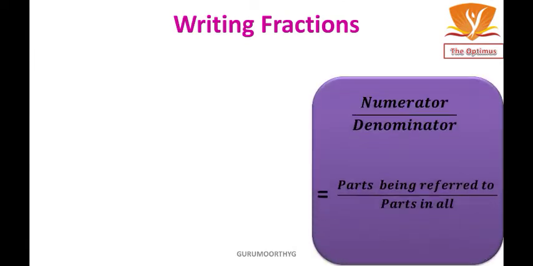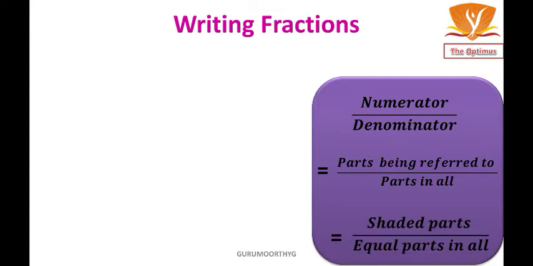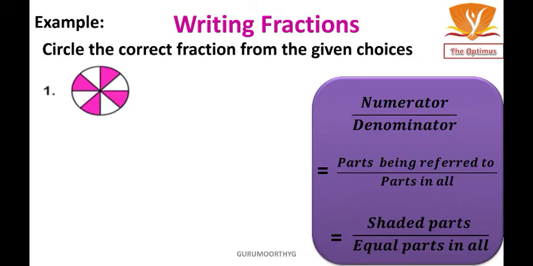Next example, circle the correct fraction from the given choices. Question number 1. The options are 3 by 6, 3 by 5, 4 by 8. Dear kids, first count the total number of divisions, that means equal parts. 1, 2, 3, 4, 5, 6, 7, 8. Yes, here we have 8 equal parts.